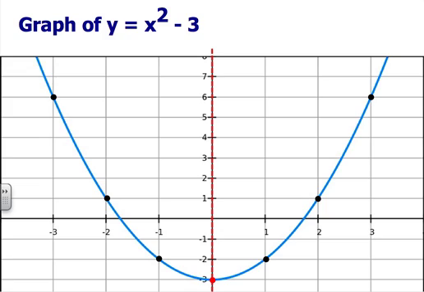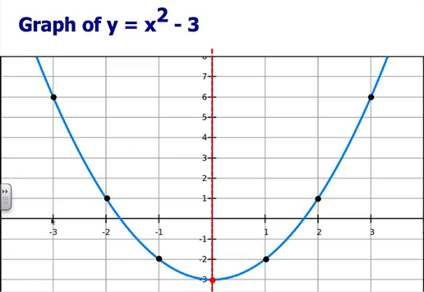When you're completed with the graph, it should look something like this. The red dot signifies the vertex, and this is on the chart that we just made. This point is also on the chart that we just made, as well as this one, as well as this one. Now I didn't extend my chart to get an x value of 3, but if I did, 3, 6 would be my ordered pair.